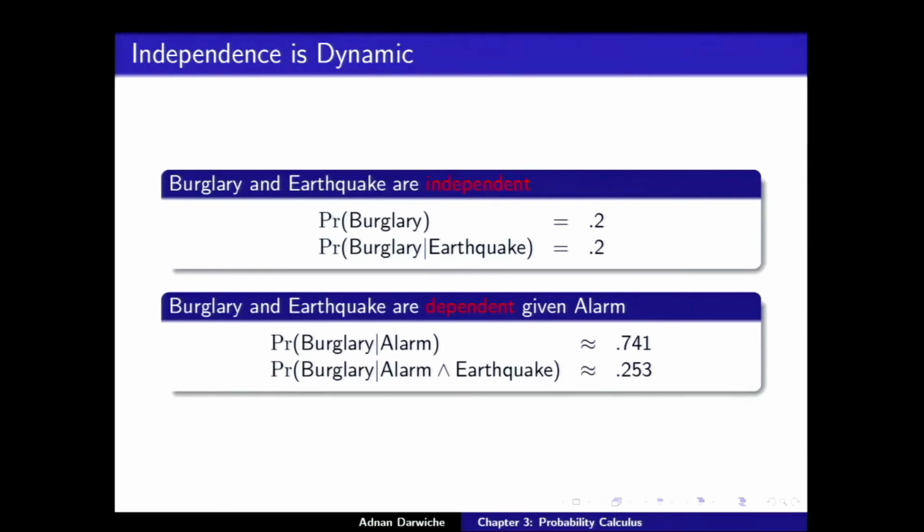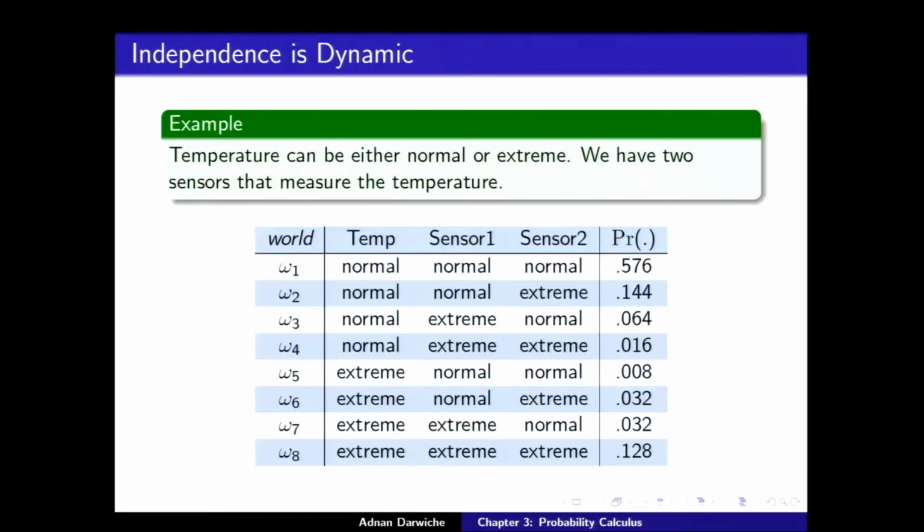And there is another example. I'll just mention it, but you can read it in detail in the book, which is the opposite. Things were dependent, and because of information, they became independent. This example is about two temperature sensors. They're trying to detect whether the temperature is normal or extreme. Don't look at this, it's too many numbers there. It's in the book. Think about it this way.